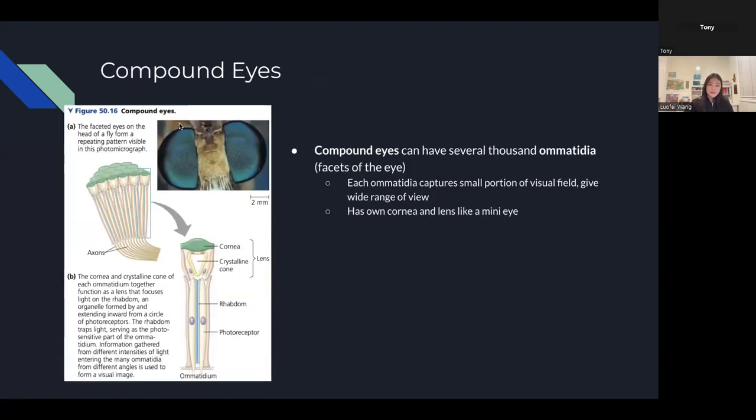The next most complex is the compound eye. These compound eyes will have several thousand ommatidia, which are facets of the eye. They're like mini eyes, essentially. Each one will capture a little bit of the visual field. And so if you have a lot of them, you can see like all around you. And each will have a cornea, a crystalline cone lens, and a photoreceptor, so each will act like a mini eye.